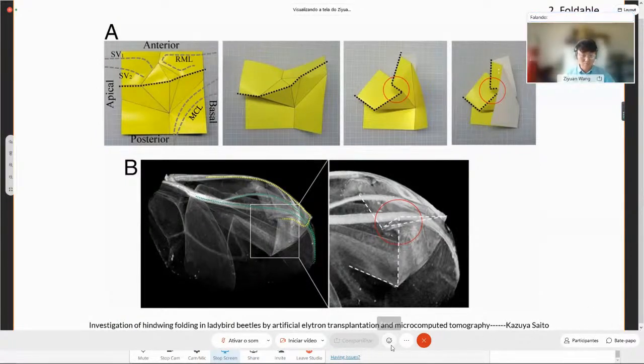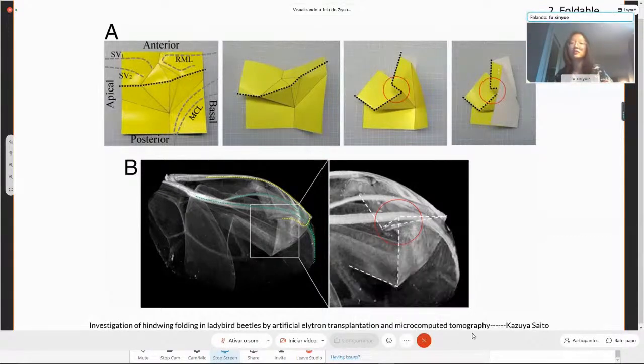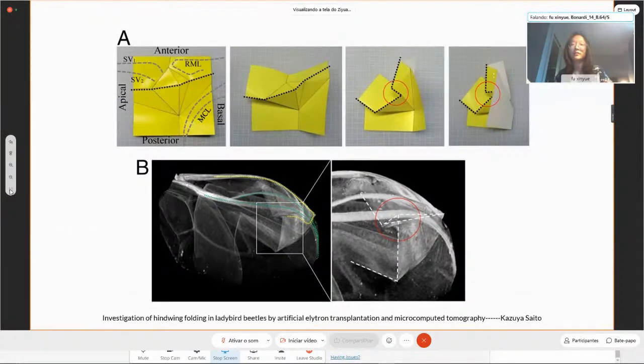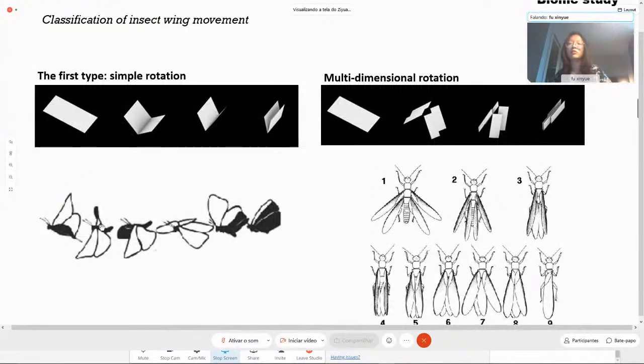Taking this picture, we're taking Kazuya Saito's research result as an example. It can be seen that the Y-shaped folding line is the basic unit of the membrane wing folding line. In order to better study the insect's wings, we make a classification of it. Divide the wing movement into four different basic movements, including the rotation of the overall wing and 3 types of folding, namely side folding, horizontal folding, and vertical folding.